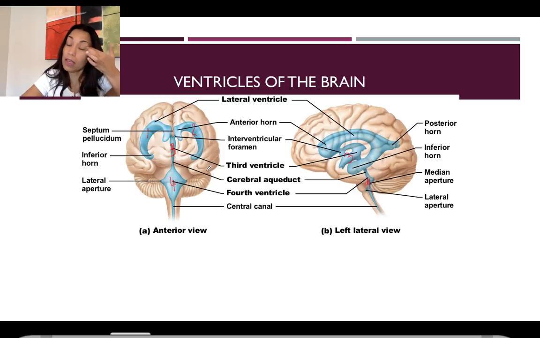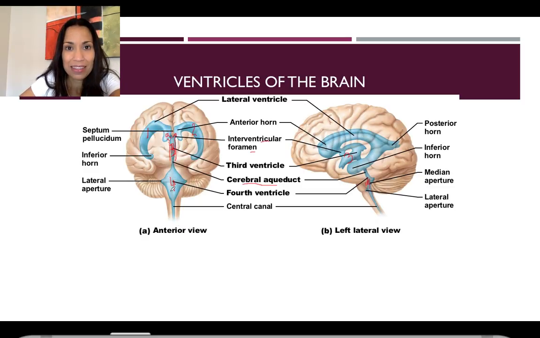Now, these chambers are communicated. So in here, there is an orifice, and in here, another one that communicates them. And those orifices are called interventricular foramina, if they're both, and they communicate the lateral ventricle with the third ventricle. The third ventricle communicates with the fourth in the cerebral aqueduct, also called mesencephalic aqueduct or aqueduct of Sylvius. And the fourth ventricle is continuous down here with the central canal of the spinal cord.